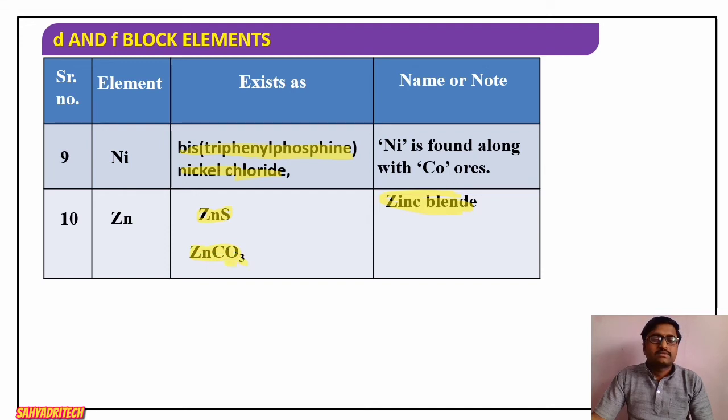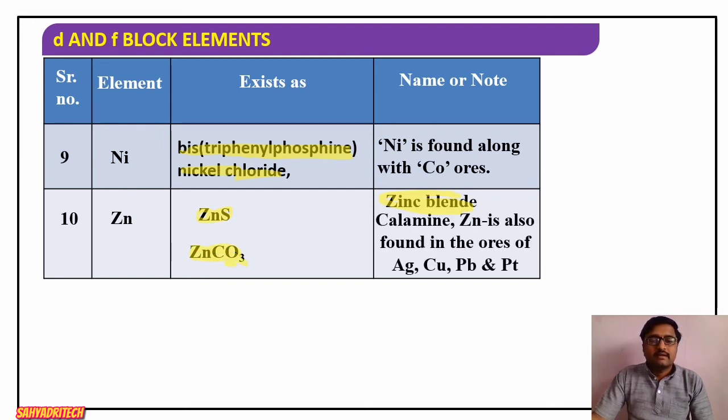Then next, ZnCO3, zinc carbonate, which is called calamine. Zinc is also found along with zinc blende and calamine in the ores of silver, copper, lead, and platinum. Just remember, zinc has two combined forms, sulfide and carbonate, zinc blende and calamine. Along with these combined forms, it is even found with the ores of silver, copper, lead, and platinum. That covers the combined forms of the 3D series, the first transition series elements.